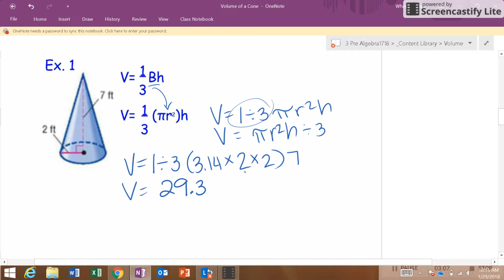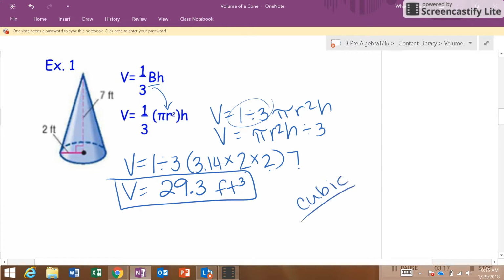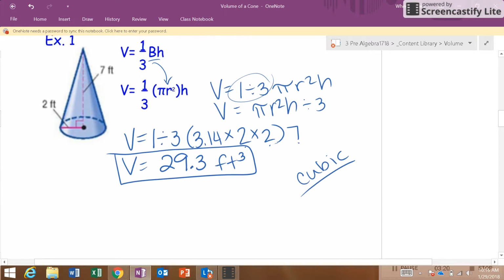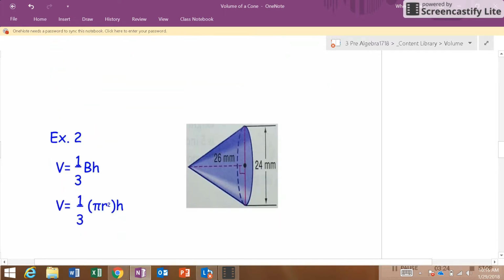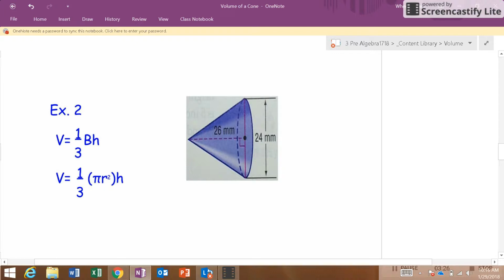And we still did feet times feet times feet. So it is feet to the 3rd power or feet cubed, cubic feet. That word cubic is another one. If you see it in the word problem, that kind of tells you they're talking about volume. Alrighty. Sorry, I went past that last example pretty quick. If you need to rewind and pause, you can.